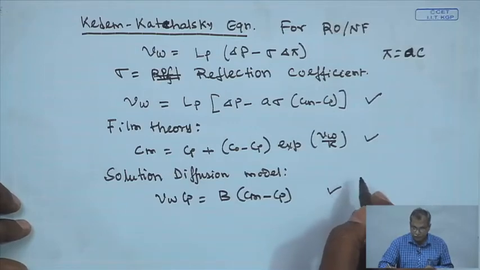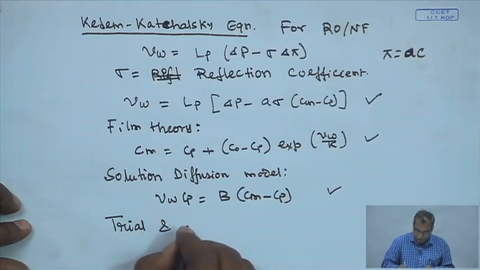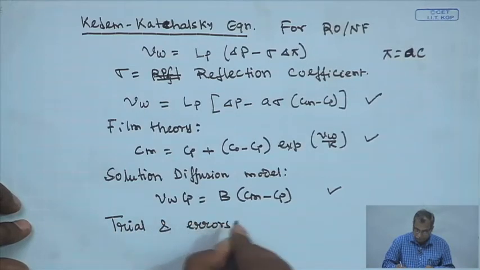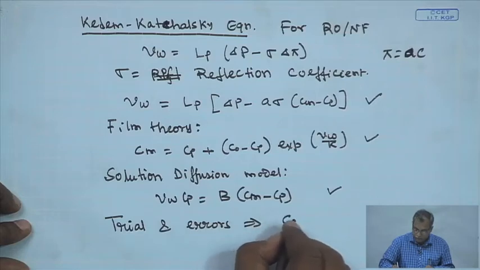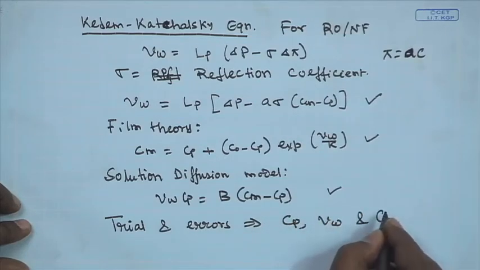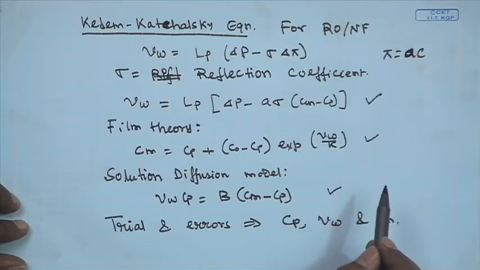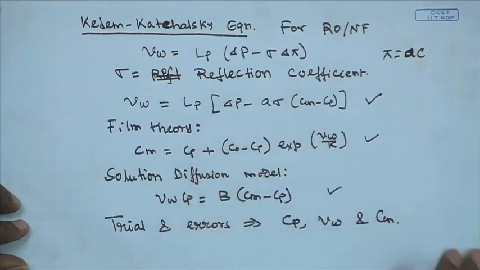This is highly solvable. Again, by using a trial and error method, this set of equations can be solved to obtain the permeate concentration, permeate flux and membrane surface concentration. And it has to be just noted that if we are talking about a completely retentive membrane, then the reflection coefficient sigma is equal to 1.